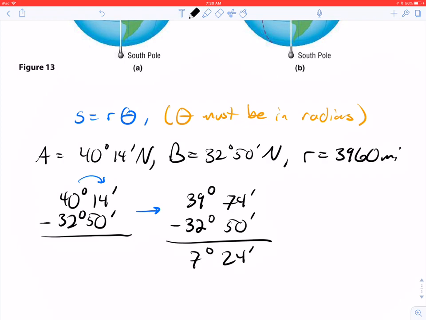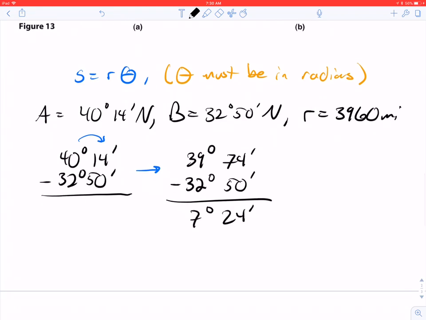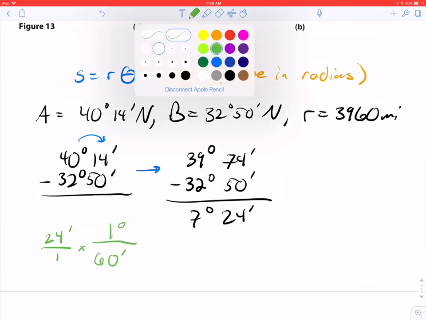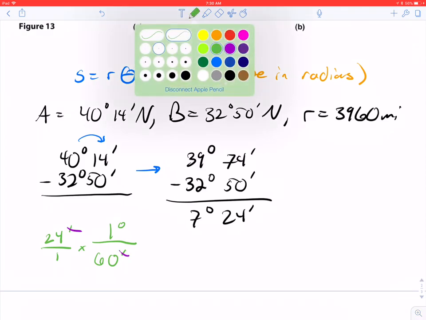Now let's see if we can get this to radians. In class, we saw how to go from degrees, minutes, and seconds to decimal degrees. Let's look at the 24 minutes. We want to convert it to a decimal. 24 minutes, we're going to put it over 1. The conversion is 60 minutes is to 1 degree. We want to convert this to degrees. Since we have minutes on top, we need to put minutes on the bottom. So we have 60 minutes is to 1 degree. Now the units of minutes are going to cancel, and we're going to be left with degrees.